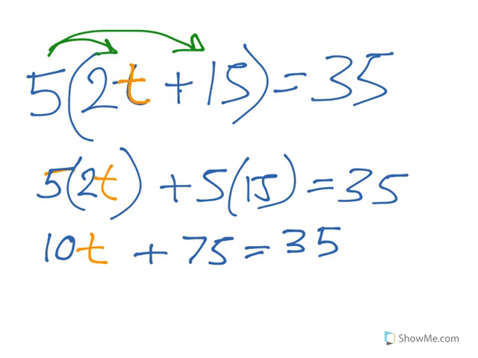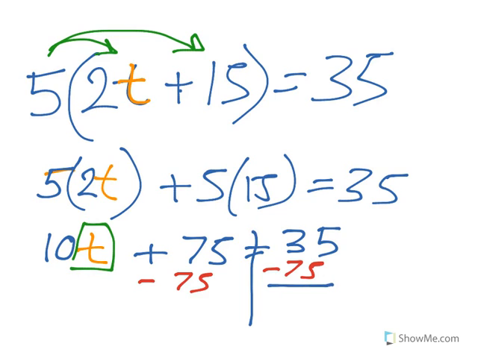So, to get the 10t, we have to isolate the t. We have to get the t by itself. To do that, we will subtract 75 from here, and we have to do it over here too. Because with an equation, whatever you do on one side, you have to do on the other side all the time. So if you subtract 75 here, you subtract 75 over here. Makes sense?